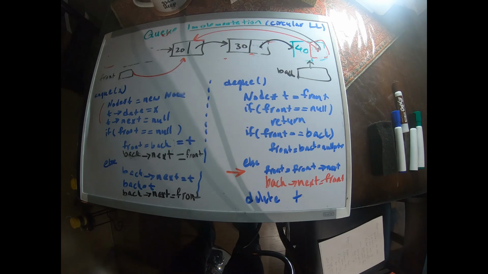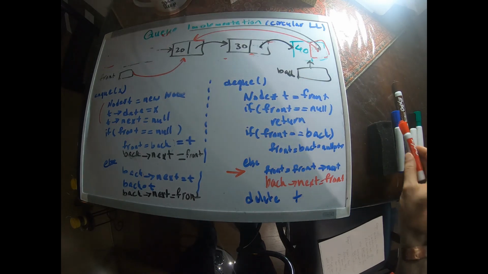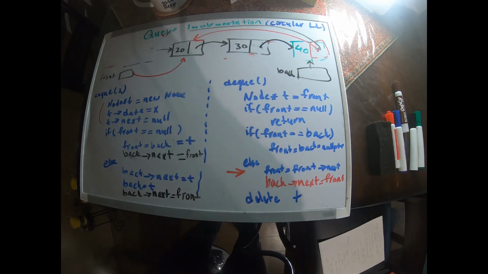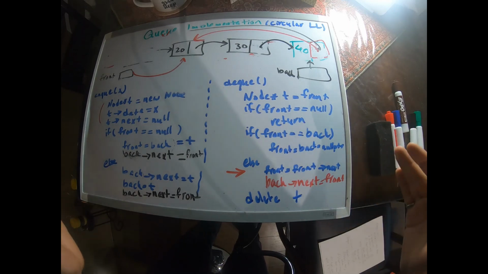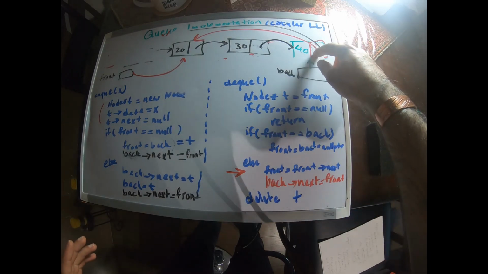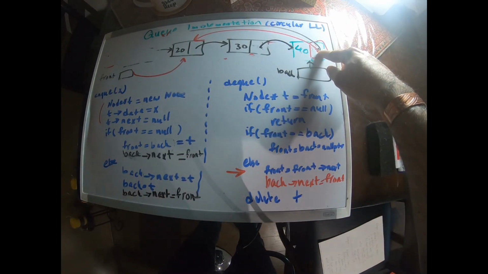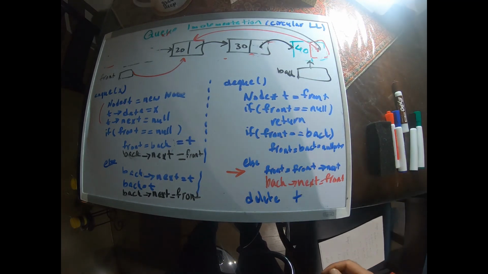Okay, so that's all I wanted to share about the circular linked list. Not much different from the linear one. The only difference is that the last pointer is not null pointer anymore. It's pointing to the head of the linked list.